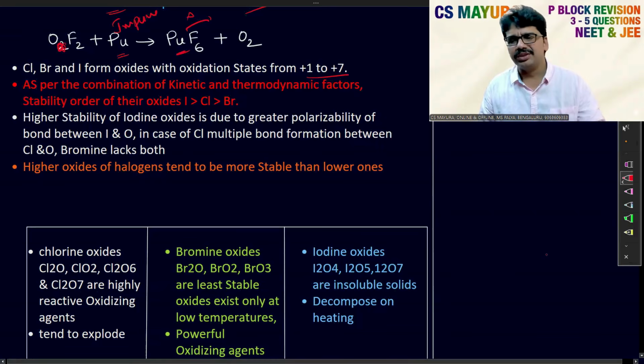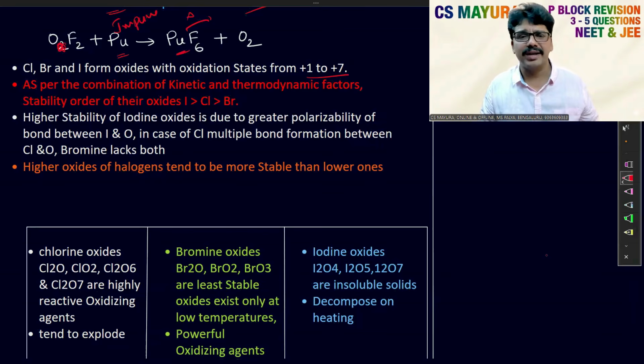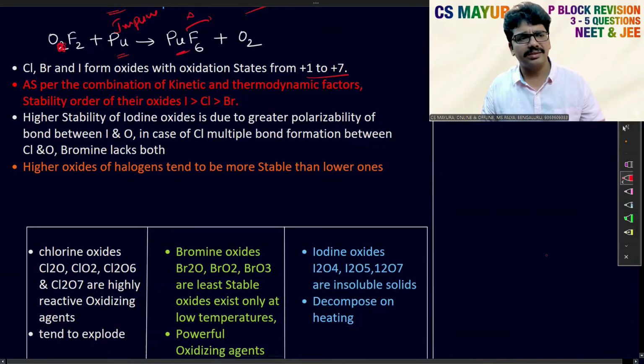Here, the stability of an oxide, or of any compound, is based on kinetic factors and thermodynamic factors. In most cases we follow thermodynamic factors. Based on the kinetic and thermodynamic factors, the stability order of their oxides is iodine greater than chlorine, chlorine greater than bromine. So iodine oxides are more stable because the polarizability between iodine and oxygen in their respective oxides is more. Iodine is large in size, oxygen is small in size, polarizability will be more, and better bonds are formed between iodine and oxygen. That's why iodine oxides are more stable.